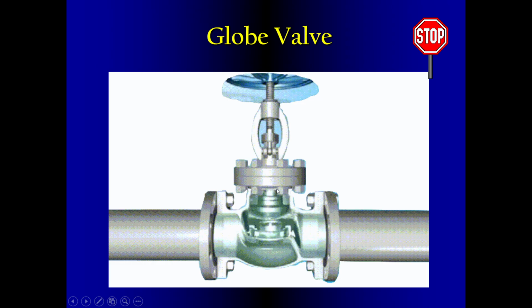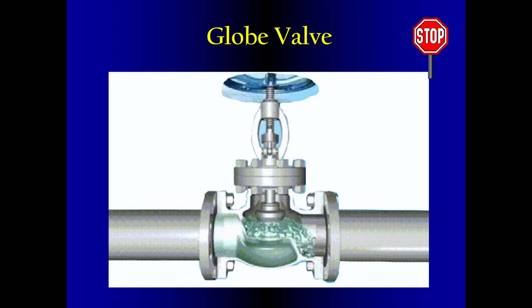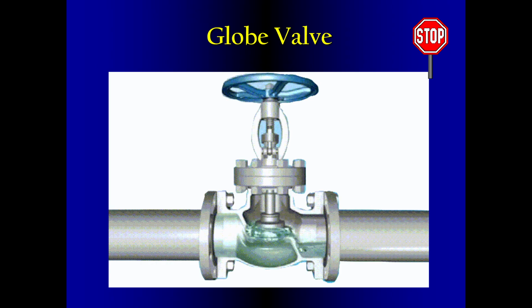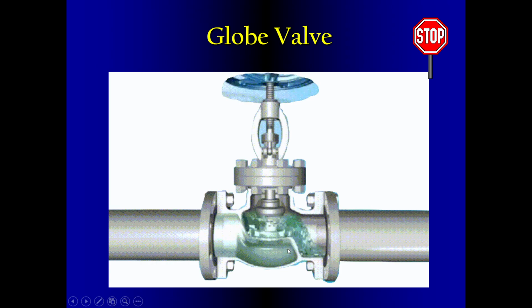So this is the globe valve. We can see this animated video of how the globe valve works. When we turn the wheel clockwise or anti-clockwise, depending on the setting of the valve, we can see the valve open and then close. This is how the globe valve works.